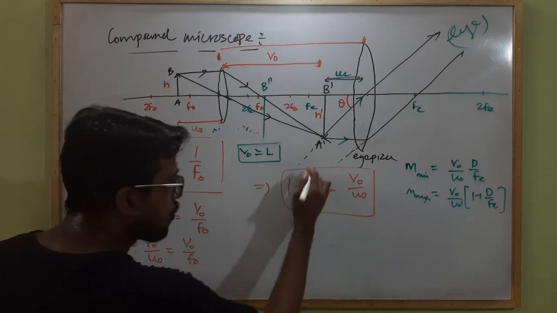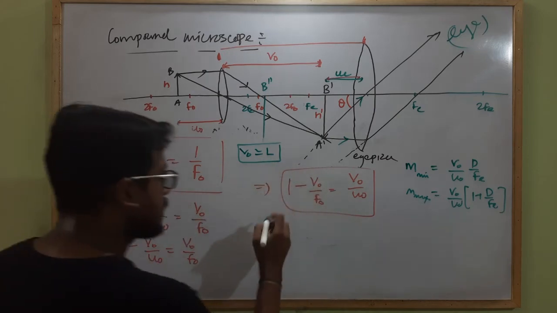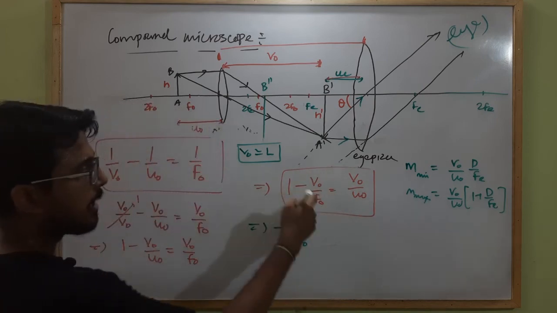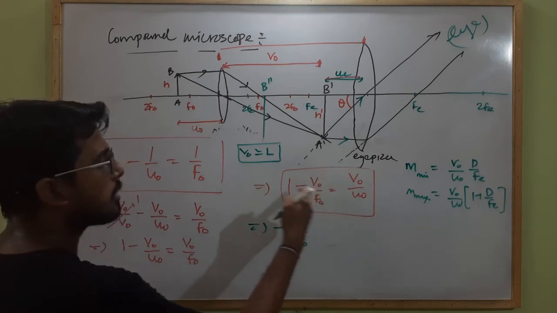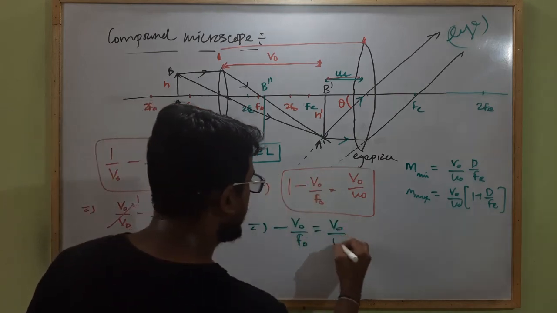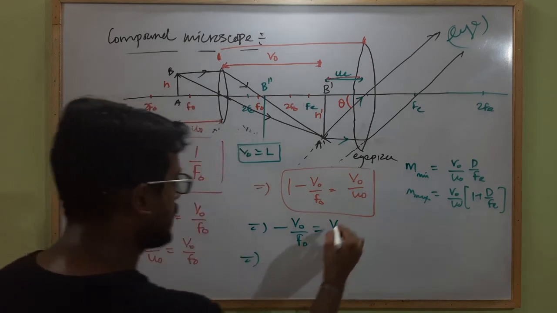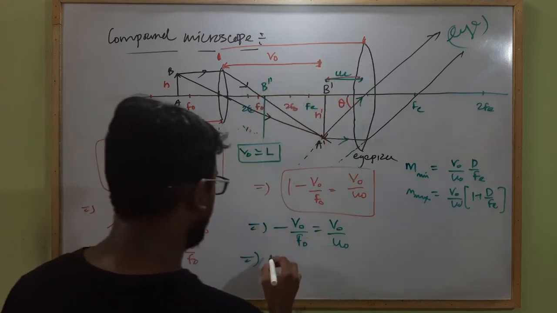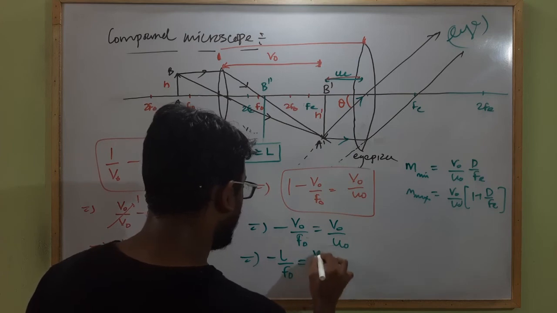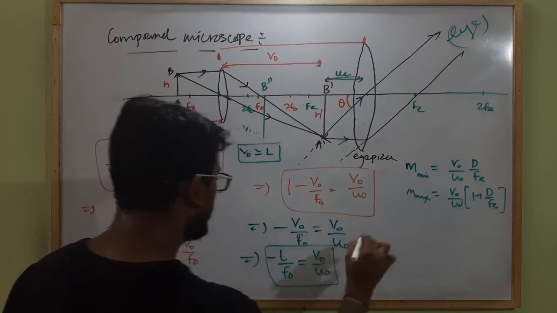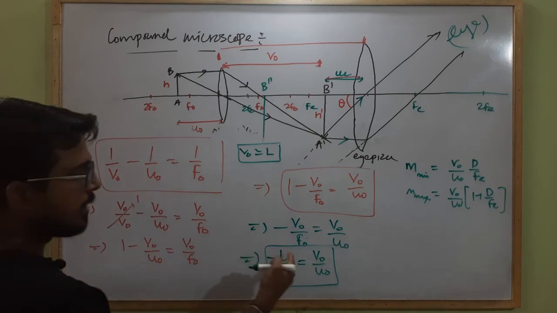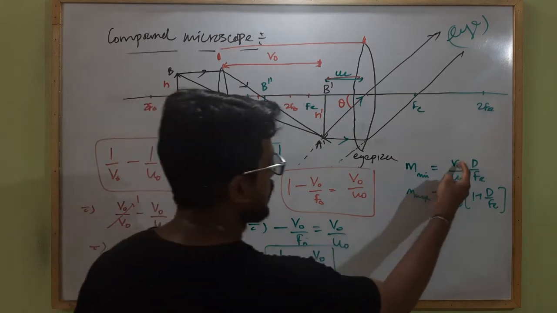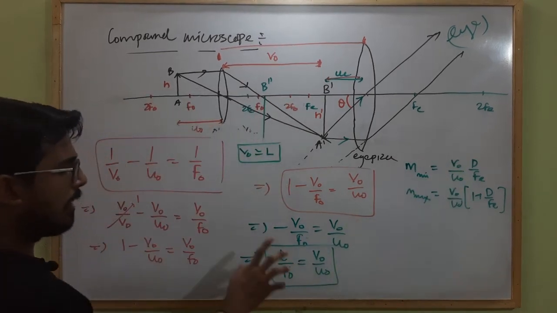So the V naught by F naught term will be very large in comparison to 1. So 1 minus a very large number will be minus V naught by F naught. We can write this as minus V naught by F naught because this term is very large in comparison to 1, which is equal to V naught by U naught. So, as V naught is nearly equal to the length of the tube, minus L by F naught can be written as V naught by U naught. Clear? So what is L? L is the length of the tube, F naught is the focal length of the objective. So in place of V naught by U naught we can write L by F naught.